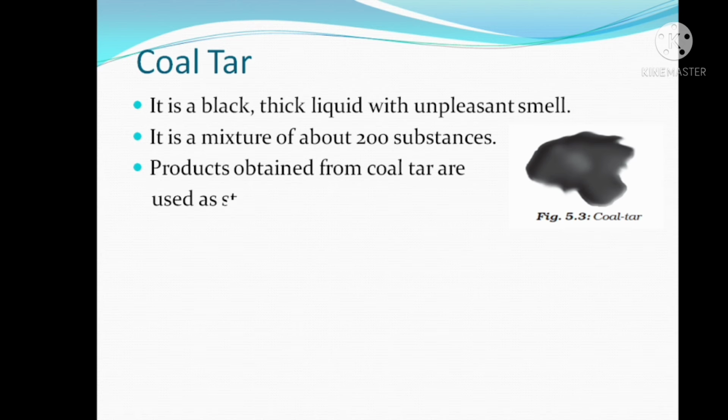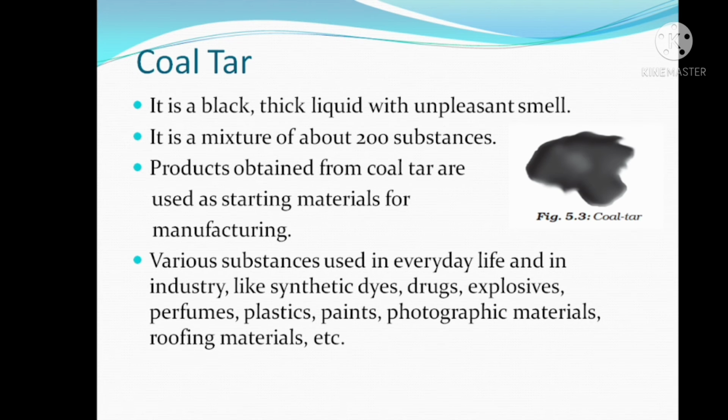Products obtained from coal tar are used as starting material for manufacturing. It is basically used for manufacturing products in the industries. Various substances used in everyday life and in industry, like synthetic dyes, drugs, explosives, perfumes, plastics, paint, photographic materials, roofing materials, etc. are basically made with the help of coal tar. That means coal tar is a very useful material to develop all these kinds of industrial materials for human life.